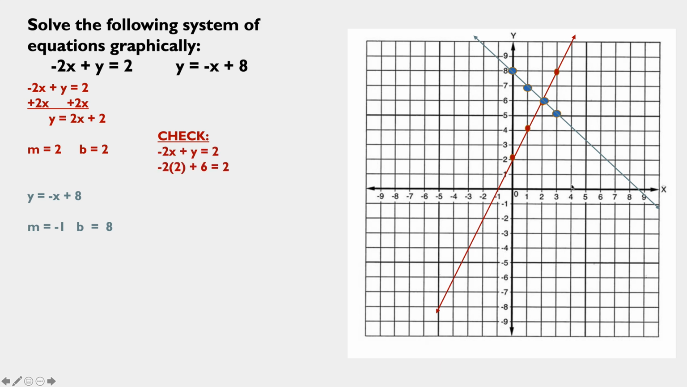So I think that that point is the point 2, 6. Looks like I label it a little bit later, but I did put it in the check here. Negative 2 times 2 is negative 4 plus 6 is 2. You bet. 2 is 2. And negative x plus 8, y equals. So y is 6, x is 2. So it's 6 equals negative 2 plus 8. You bet 6 is 6. And there is my solution labeled 2, 6. It says 2 point 6, but it should be 2 comma 6. Okay, so we got one more to do.